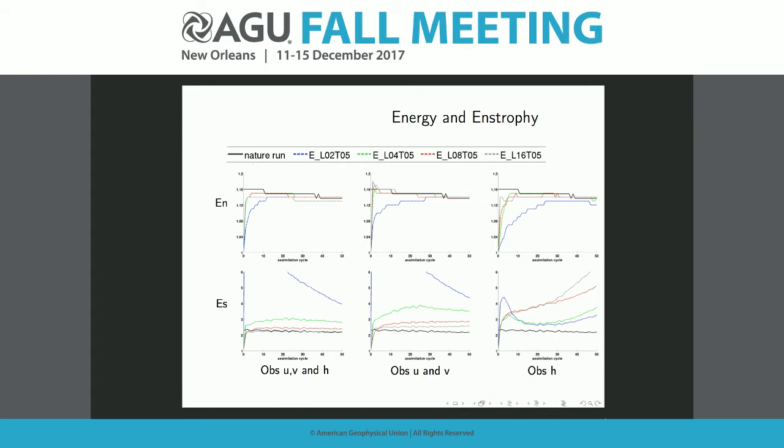And no matter what the localization is, what we see is that after a certain time, the ensemble Kalman filter seems to be able to recover the total energy in the system. And this energy of the nature run is given with the black curve there. However, if we look at the similar plot for the entropy, in almost all cases the entropy is overestimated. And in particular, if the observations are only of the height field, this entropy even diverges.